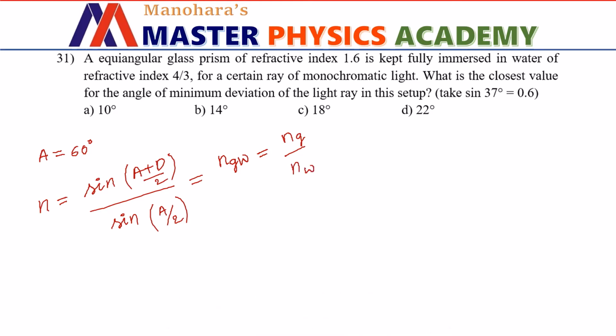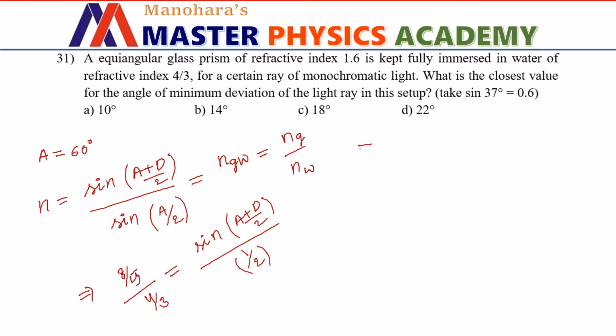Okay, so let us substitute now. Ng is given as 1.6. 1.6 means 16 by 10, which is 8 by 5. Just to make the calculation a little easy, I have written it this way. 8 by 5 is 1.6, divided by the refractive index of the water, that is 4 by 3. That will be equal to sin of (A plus D) divided by 2, whole divided by sin of A by 2, that is sin of 60 degree divided by 2, which is sin 30 degree, equal to 1 by 2.